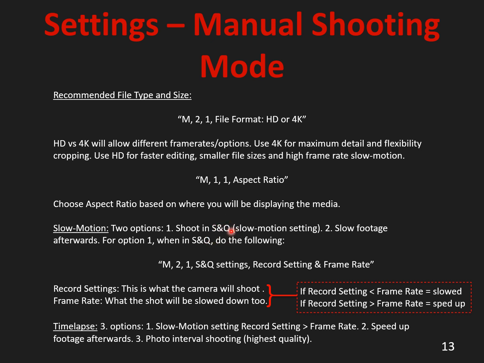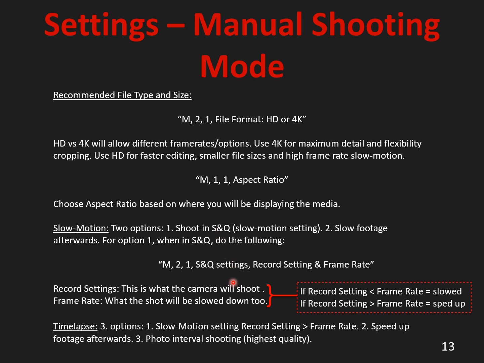And then for slow motion, there are two options. The first one is to shoot in the S&Q setting. If you refer back to earlier in this, you'll see on the top of the camera how to get into the S&Q setting. That will slow the footage right from when you shoot. But then the second option is to slow the footage afterwards, and that is post-processing.